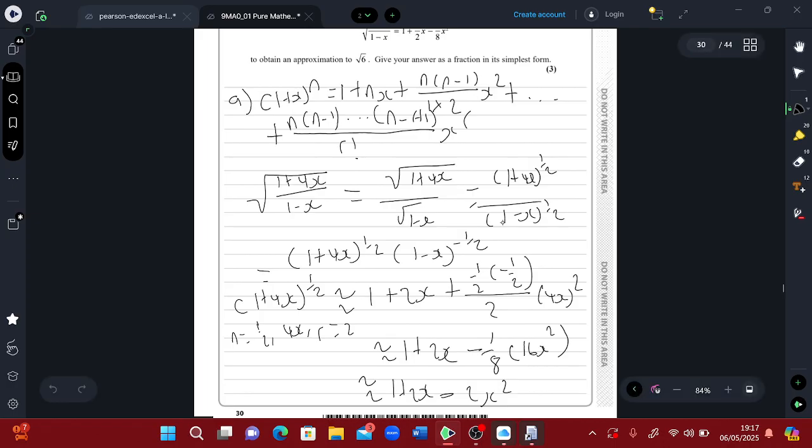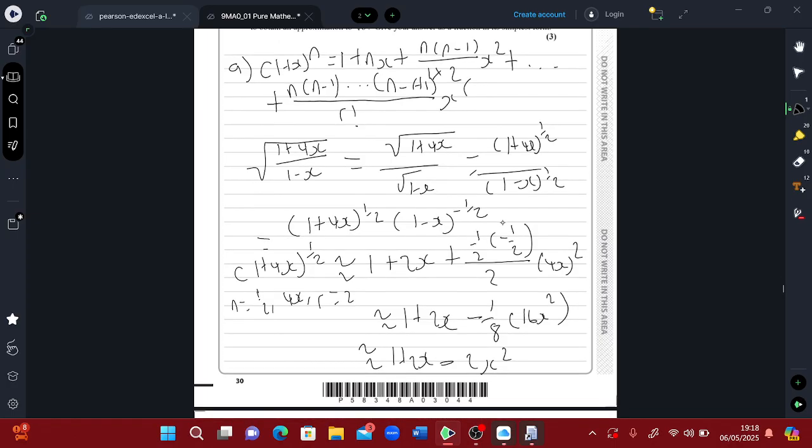Okay, let's double check the formula. Our multiplications right. So 1 plus nx, so that's going to be a half times 4x, so it's going to be 2x, right? Plus n(n minus 1), that's going to be half times minus a half over 2 of 4x squared. So that should be 16x squared minus an eighth. 16 over 8 should be minus 2. So I think that should be okay, I believe.